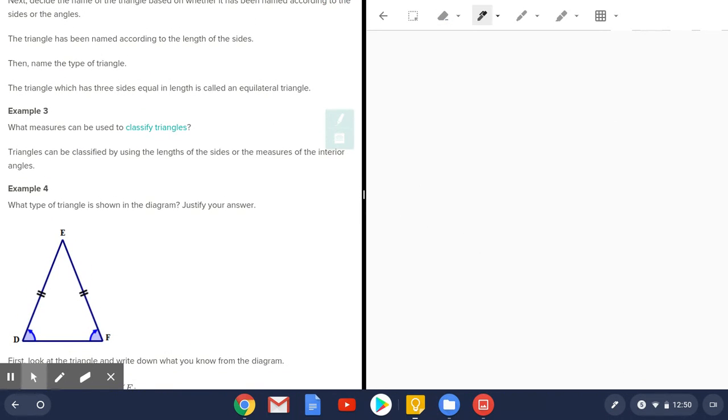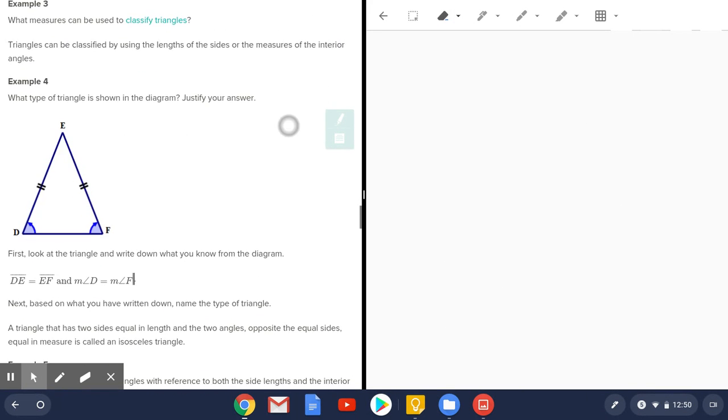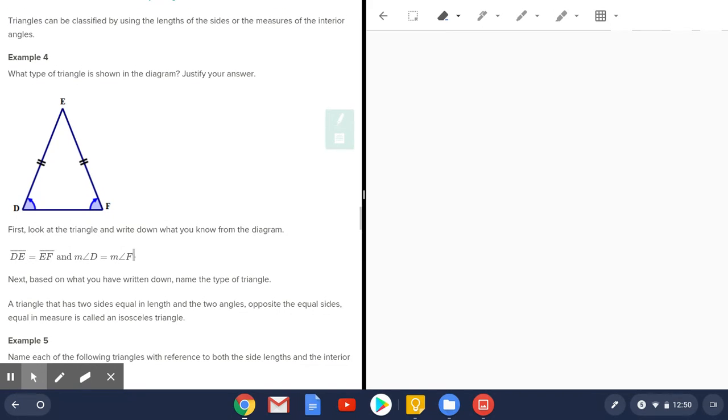So example 3, this is an easy question. What measures can we use to classify triangles? We measure them in 2 ways, via the angle or the length of the sides. I'm going to let my page clear here. And now let's go down to example 4.